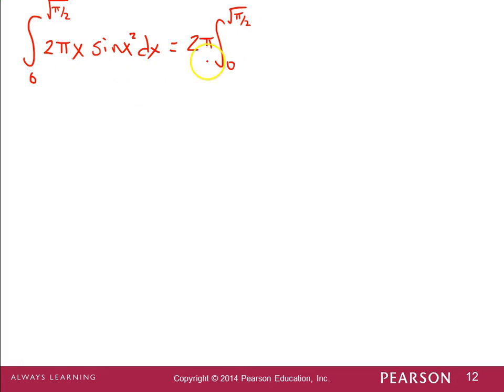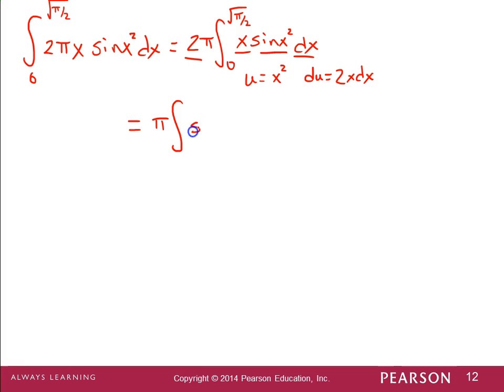And in doing this, we're going to need to do a little u substitution. Okay, and so we have this x sine of x squared dx, and we look and say, okay, I'm going to make my u x squared, so that means my du is going to be 2x dx. And so looking at this integral, if I take this 2x dx, then I have my du, and I have a sine of u here. So this is really pi times the integral of sine of u du.